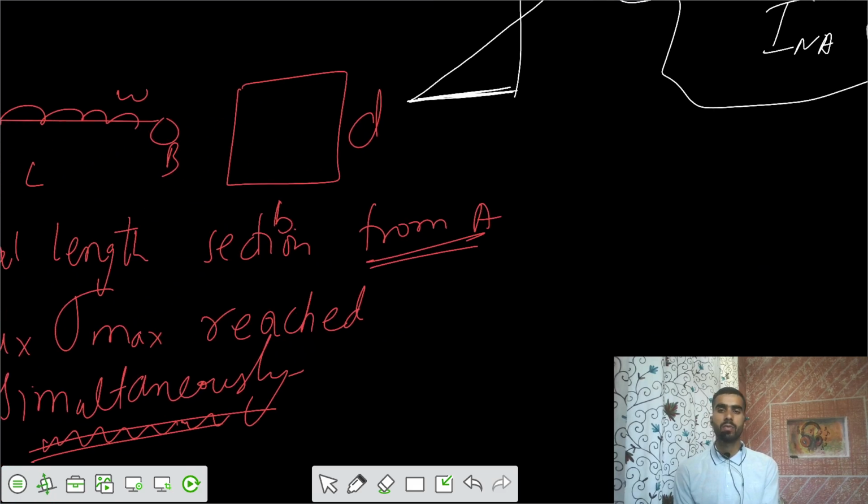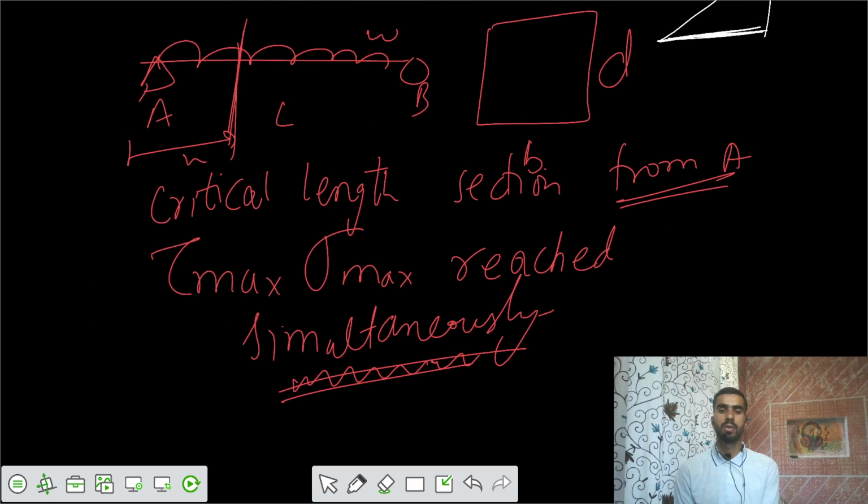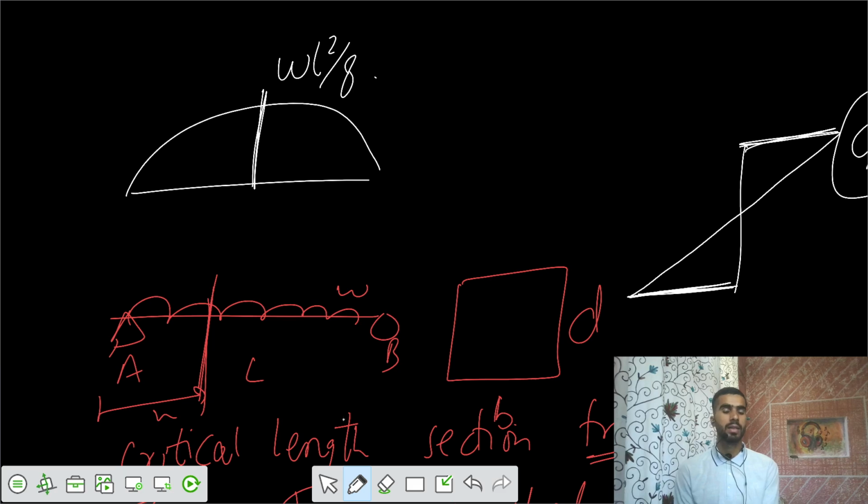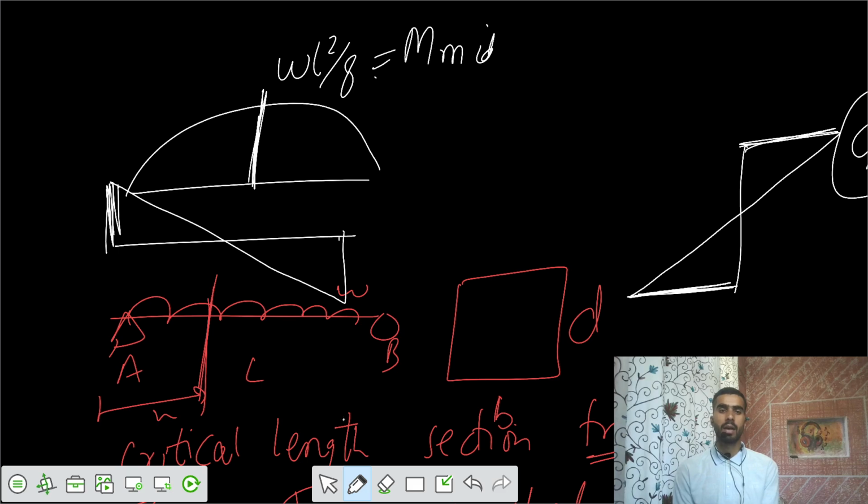Now what is the value of M max we can have? How much maximum stress can we have? From the BMD, if you draw the BMD, how much maximum bending moment can we get? W L squared by 8. And how much maximum shear force can we get? That's at the supports. So maximum bending moment is at mid and maximum shear force is at the supports, which equals W L by 2.